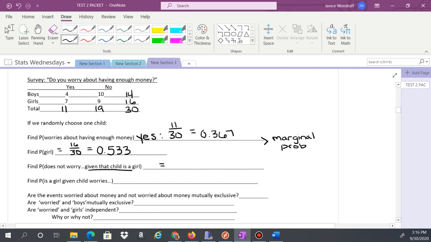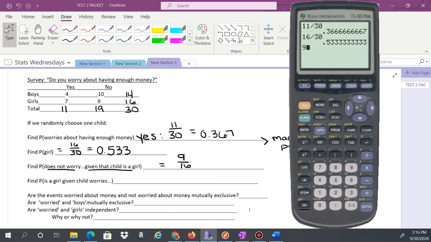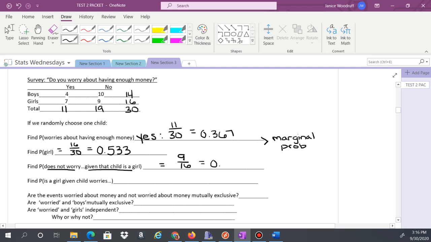How many pink cards do I have total? 16. 16 girls total. So out of the 16 that are pink, what's my probability that the person said they do not worry? 9, yeah. 9 out of the pink ones said they do not worry. So 9 out of 16 there. And then 9 divided by 16, 0.563. Okay, so that's conditional probability. So these two are both conditional, where the given is your denominator.